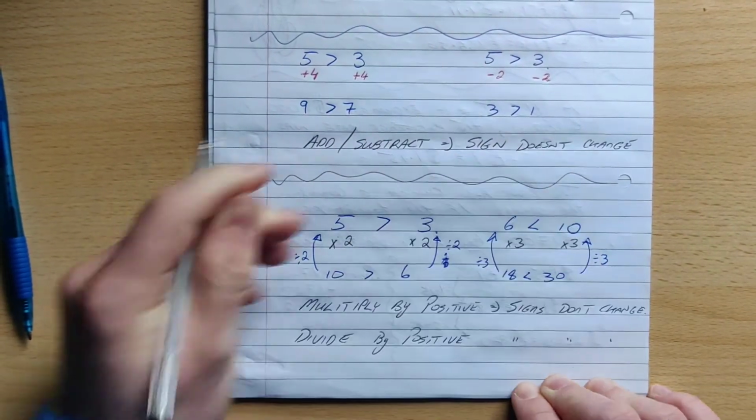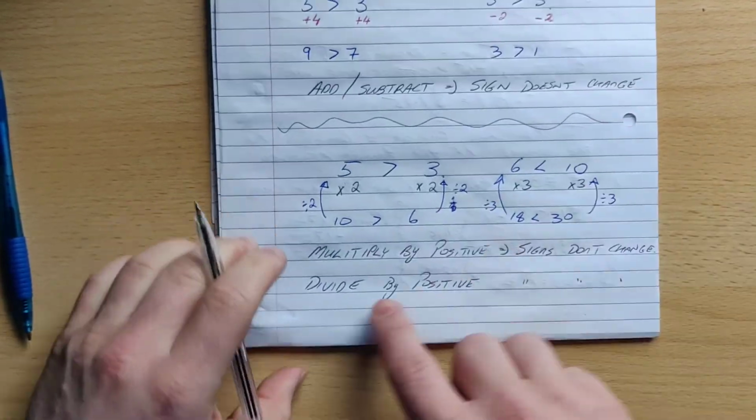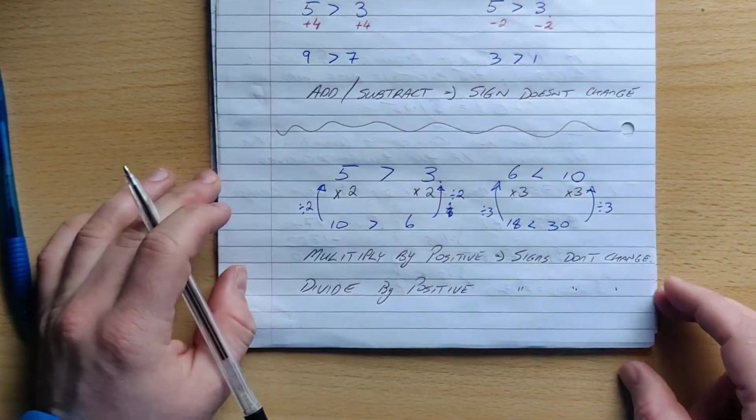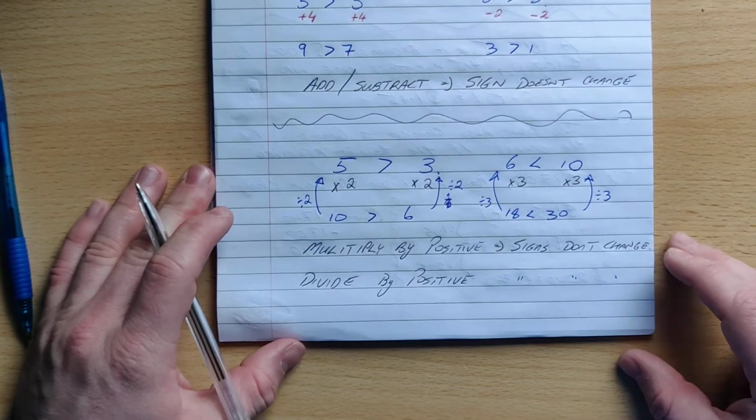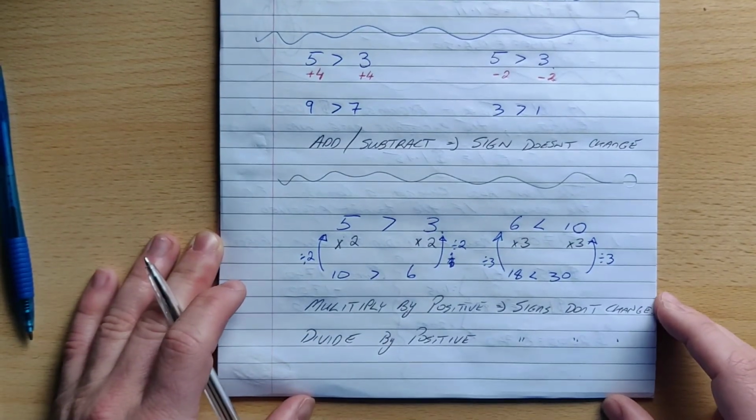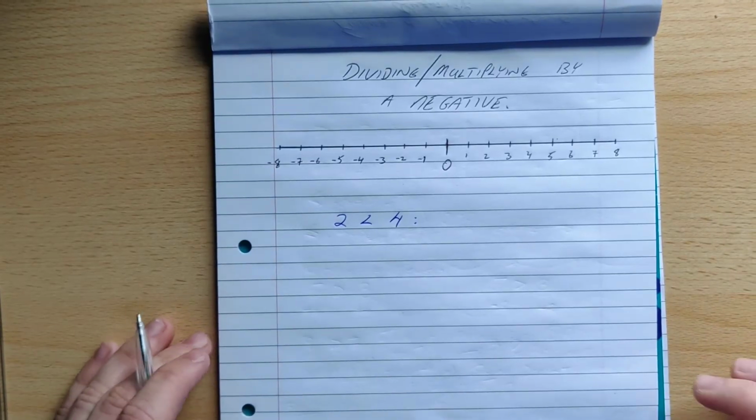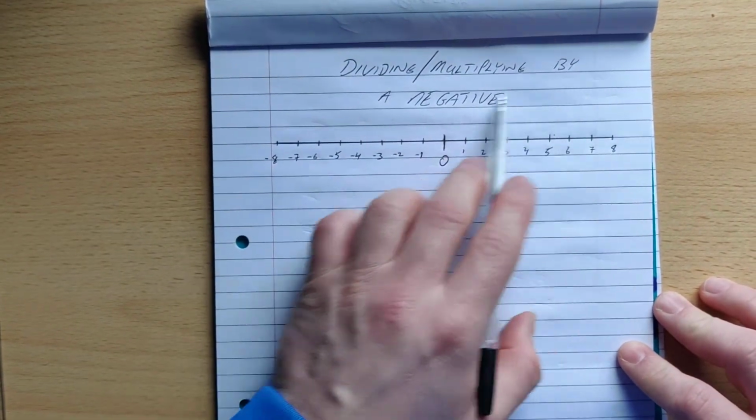There's no change. So add or subtract, there's no change. Multiply or divide by a positive, there's no change. Now in the next part I'm going to show what happens when you multiply or divide by a negative. So now here we have dividing or multiplying by a negative.